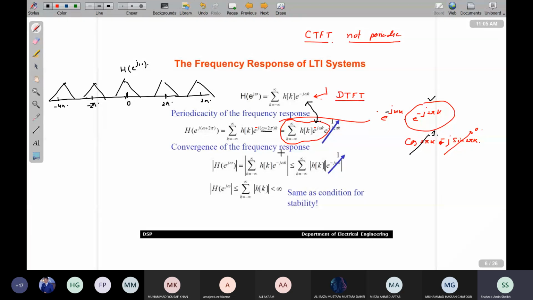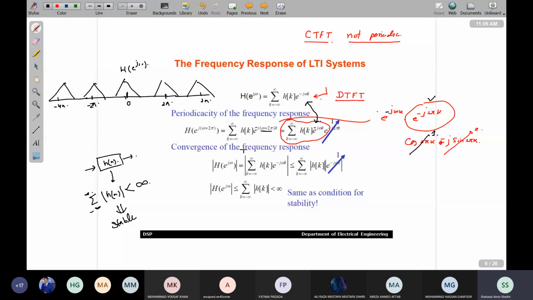And then we move, after periodicity, to the convergence of frequency response, and it's the same thing we talked about in the context of stability. Suppose some system is given to you, the impulse response is given, and it was asked whether the system is stable or not. What you were doing, you were taking all the samples of h(n), taking the absolute sum from minus infinity to infinity, and if it was less than infinity, you were saying that the system was stable. So we are using the same thing here as well, another way of saying the same thing: if the frequency response converges, of course the system will be stable.